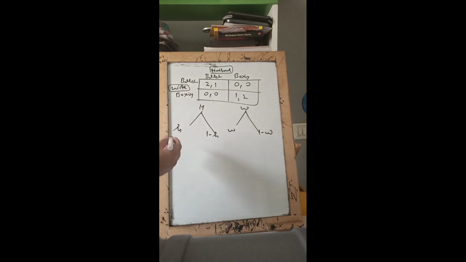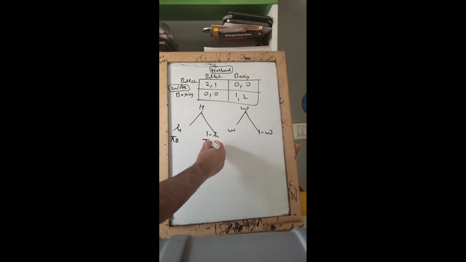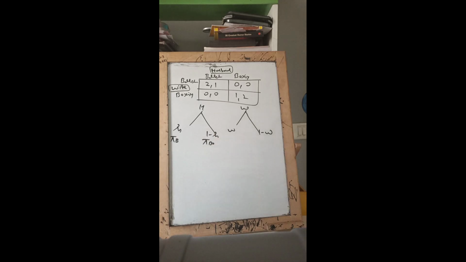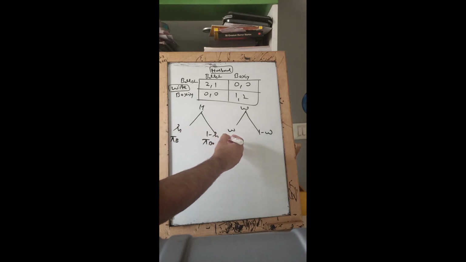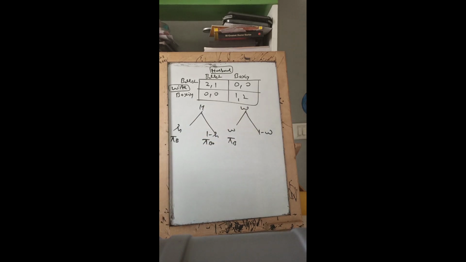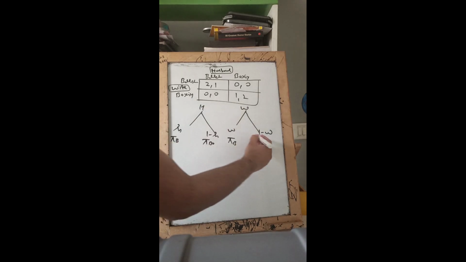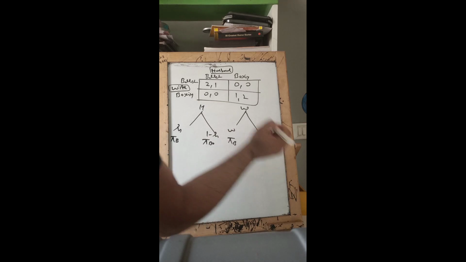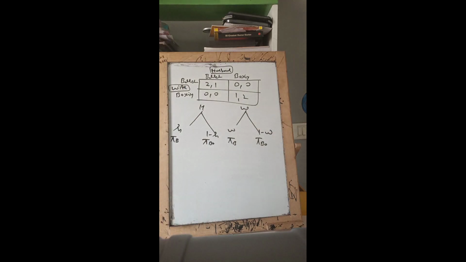Now what are these? Well, this small h is the probability of husband going to ballet, and 1 minus h is the probability of husband going to boxing. Similarly, this small w is the probability of wife going to ballet, and this 1 minus w is the probability of wife going to boxing. Now, with this, I shall be telling you how to solve this mixed strategy Nash equilibrium.